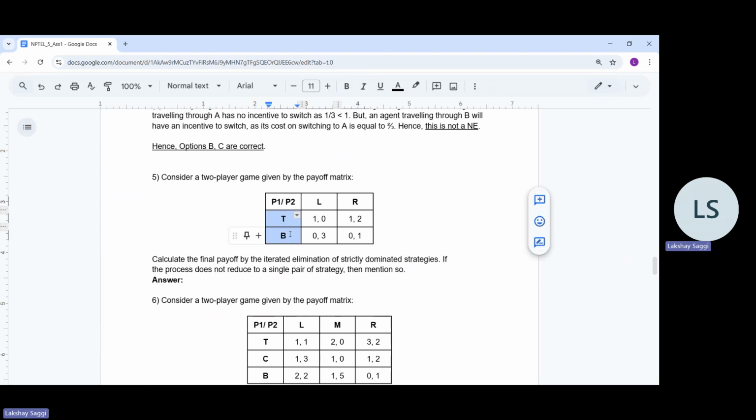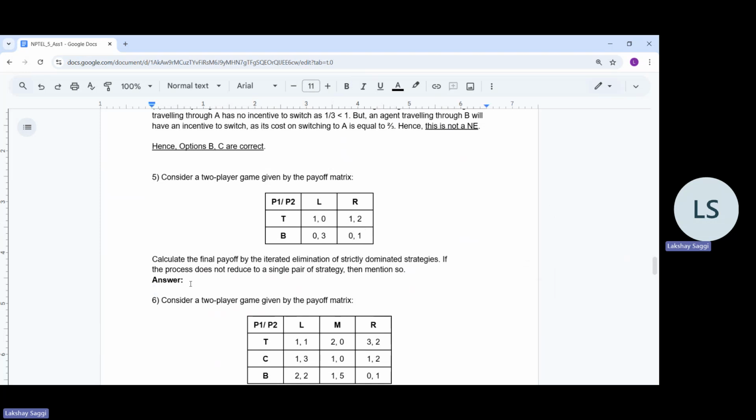But now let's compare the strategies T and B. For strategy T, if the column player is playing the strategy L, then player 1 gets a payoff of 1, whereas on playing B, it gets a payoff of 0. So T is better than B if the column player plays L. Similarly, T is better than B if the column player plays R also, because here also the payoff is 1 on playing T, whereas the payoff is 0 on playing B. So there is no equality here. 1 is greater than 0, 1 is greater than 0. So this is actually a strictly dominating strategy.